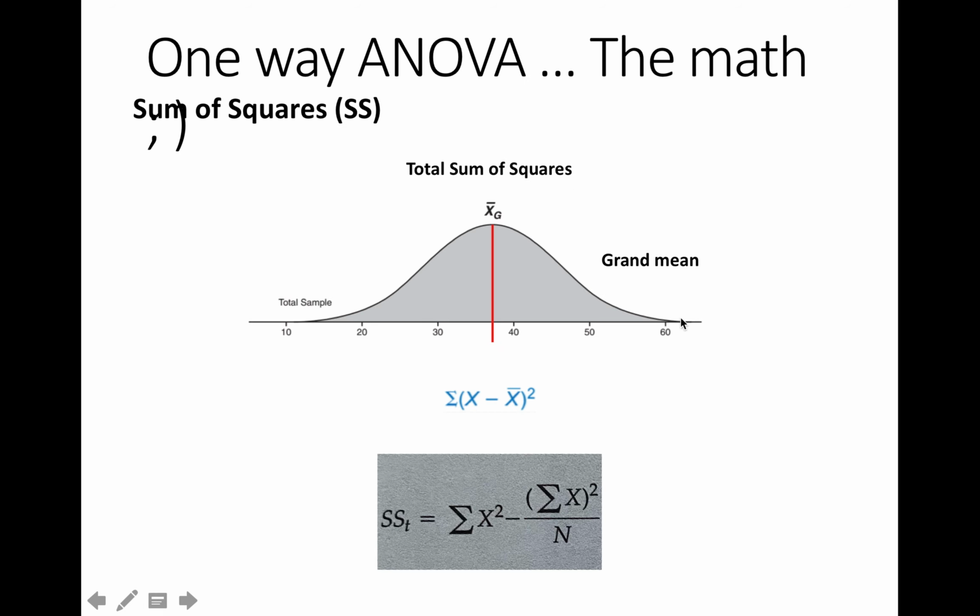Doing this will give you the total sum of squares, okay? Perfect. And what's the total sum of squares? Total sum of squares is nothing more than the deviation scores of this big group, which mixes the four small groups you had before, squared. And this is the formula for the total sum of squares.